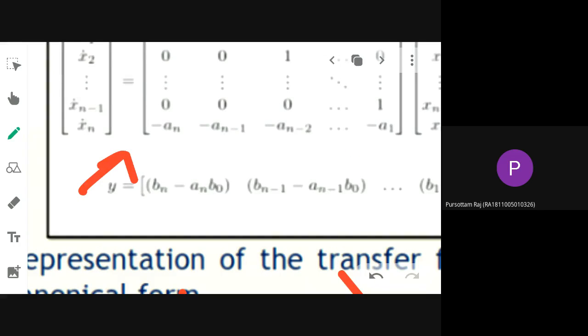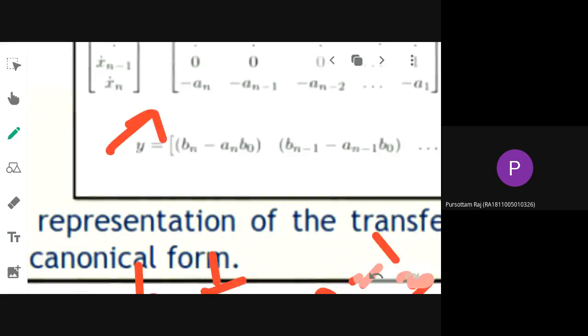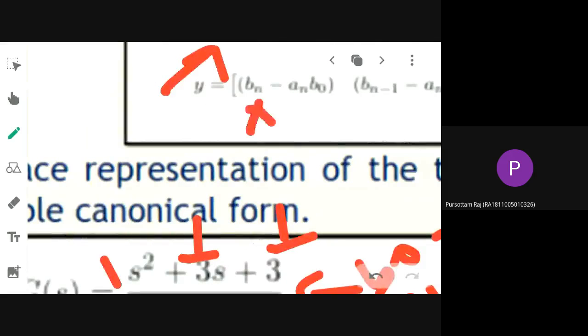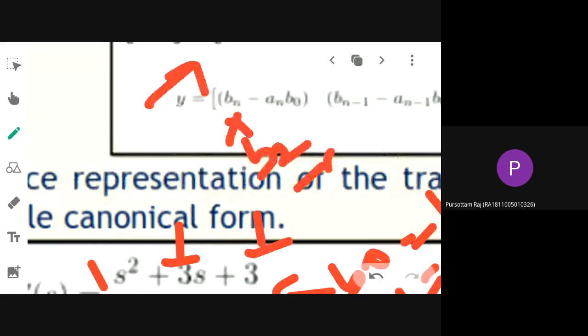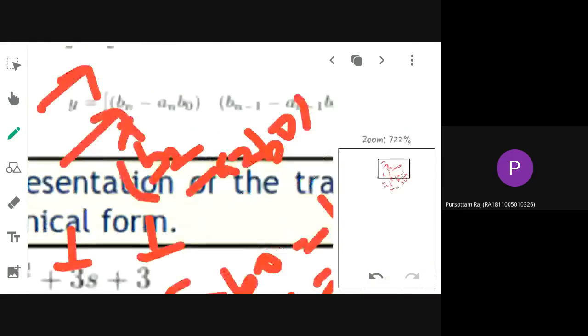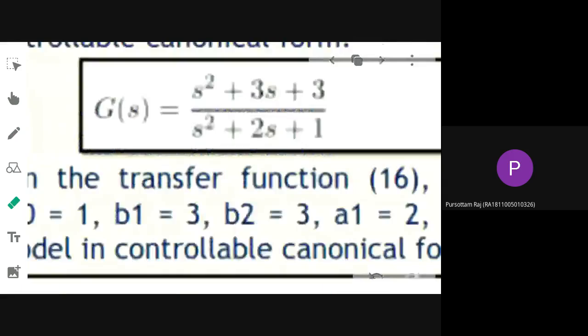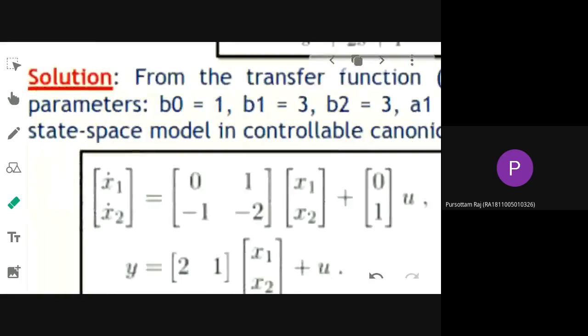Alright. So N is the order. So I think it is 2. So B2 minus A2 into B naught. That will give you the first element. Similarly, this one will be B1. Like that you have to substitute. So use that in the formula.